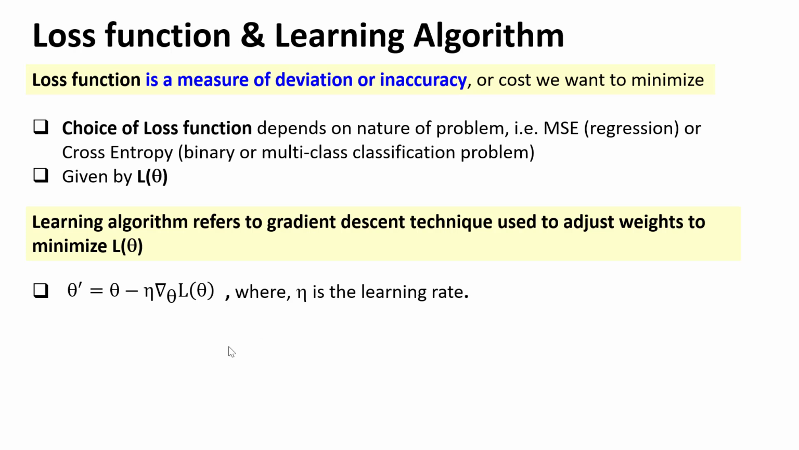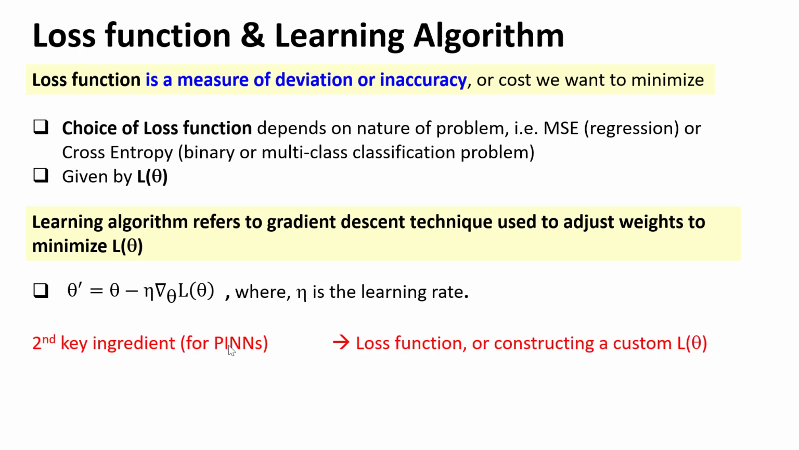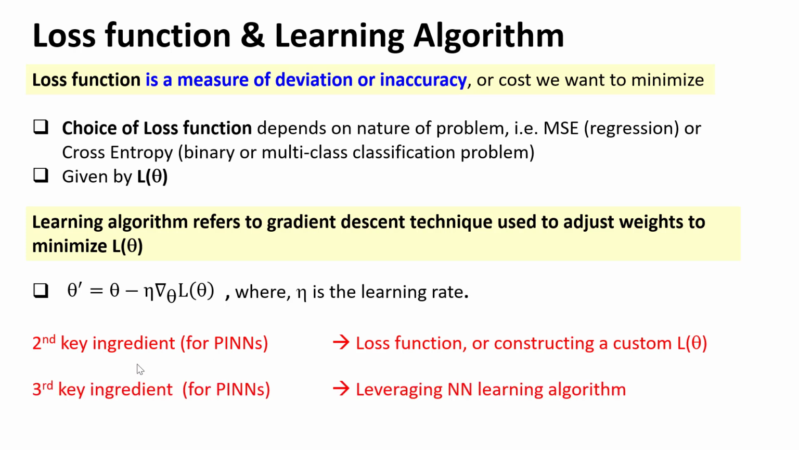So here we actually come across two new essential ingredients for PINs. The first one, or the second ingredient right now, is loss function generation, or construction of a custom L of theta. The third ingredient necessary for PINs, which we leverage, is the neural network's learning algorithm itself.